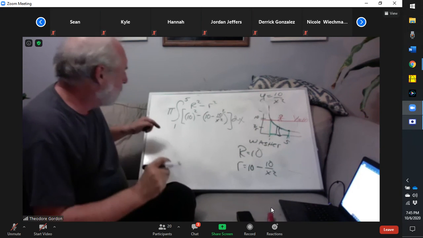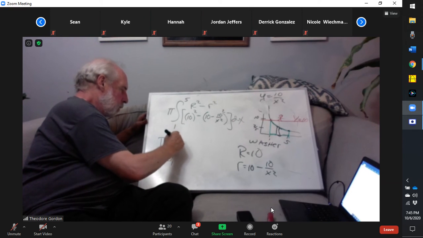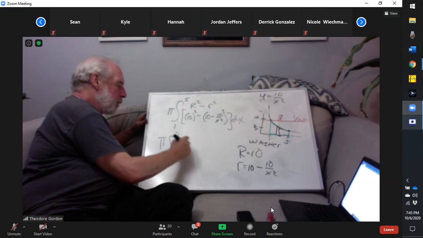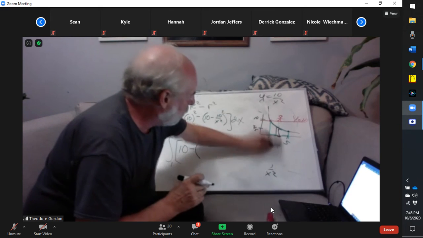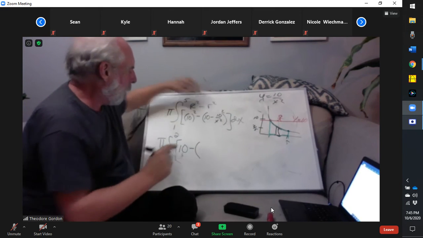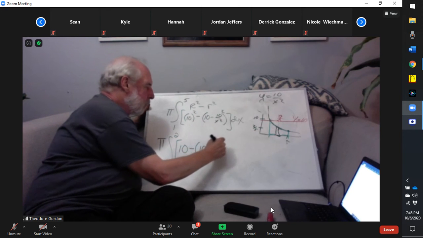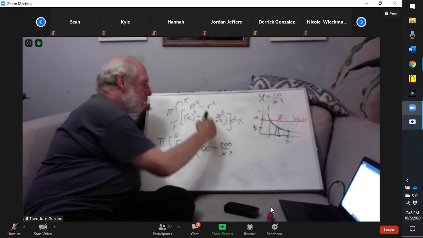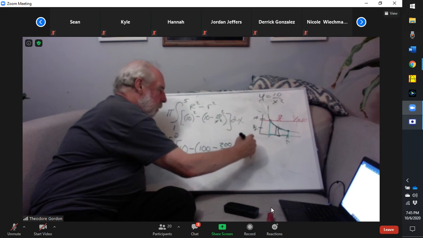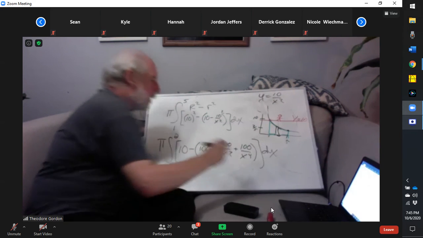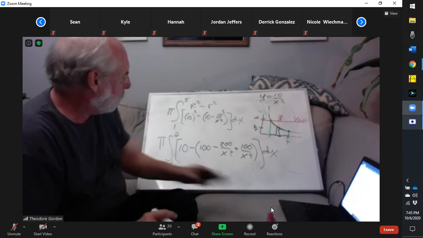Okay, algebra. 10 squared is 100 minus, watch out for the negative sign. I have to FOIL this out. So we're going to get 100, then we're going to get 100, so minus 200 over x squared. This times this will be plus 100 over x to the 4th dx. So FOIL this out and you get this. I'm pretty sure I did that correctly.